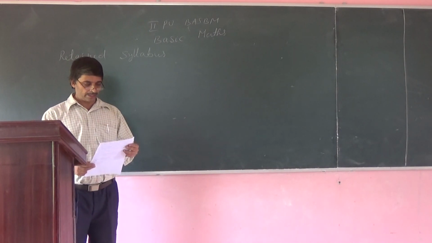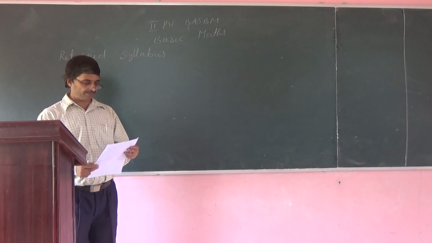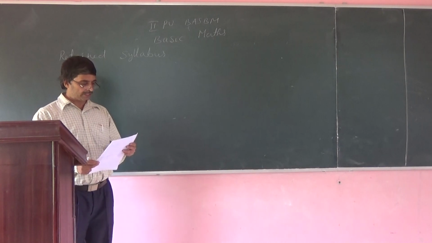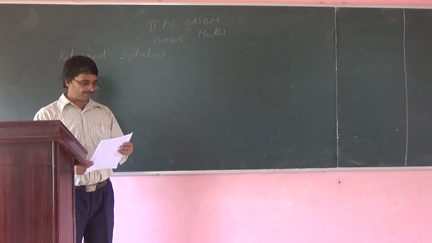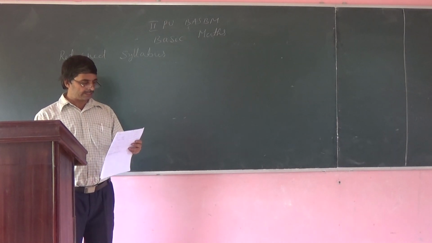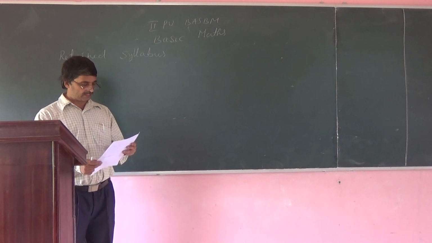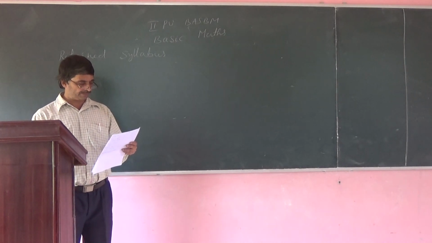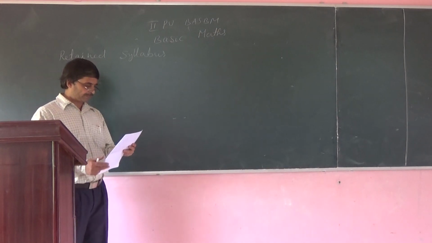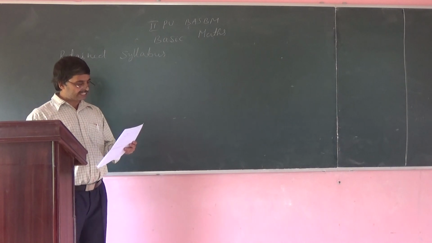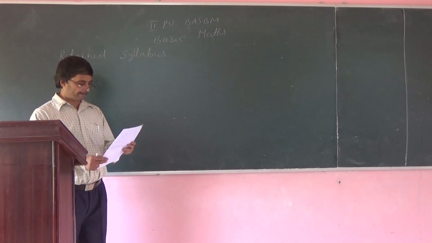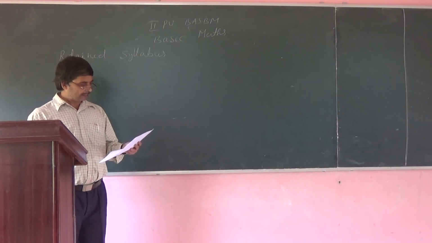First one, matrices and determinants. Second one, permutations and combinations. Third one, probability. Fourth one, binomial theorem. Fifth one, partial fractions. Sixth one, mathematical logic. Seventh one, ratio and proportions. Eighth one, bill discounting. Ninth one, stocks and shares. 10th one, learning curve.